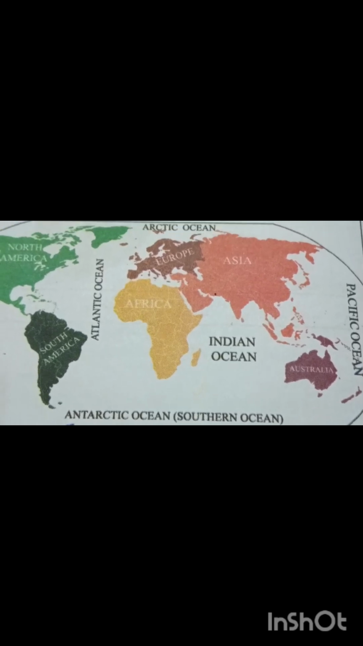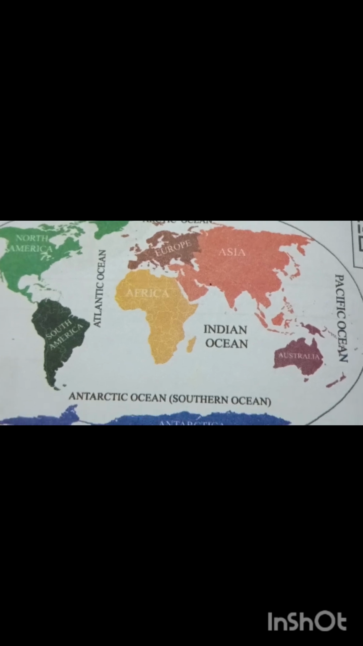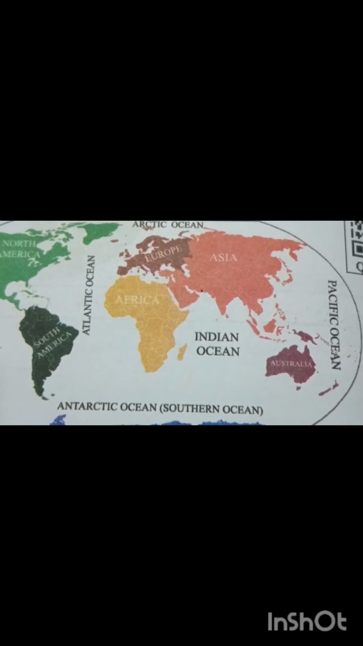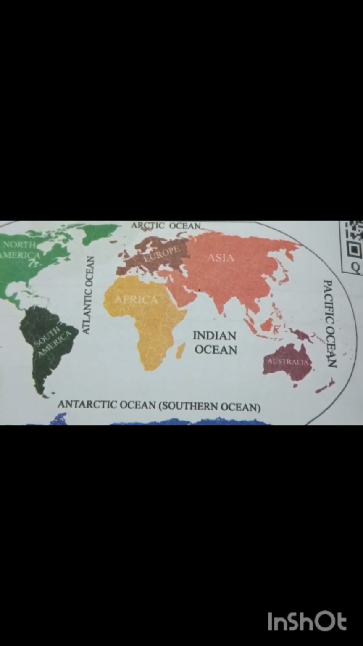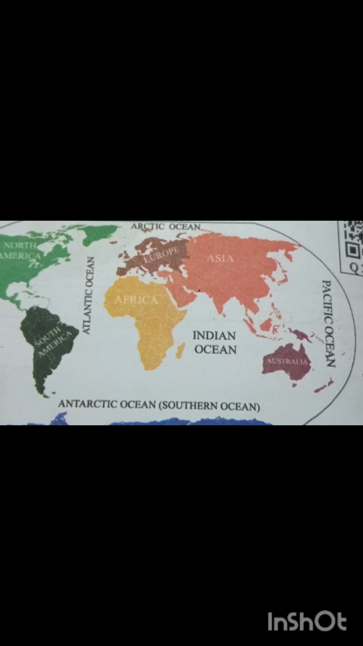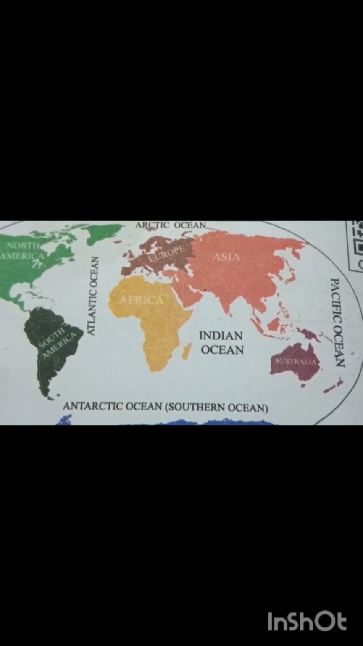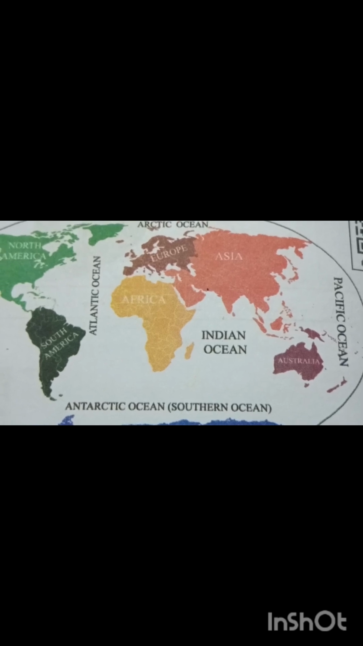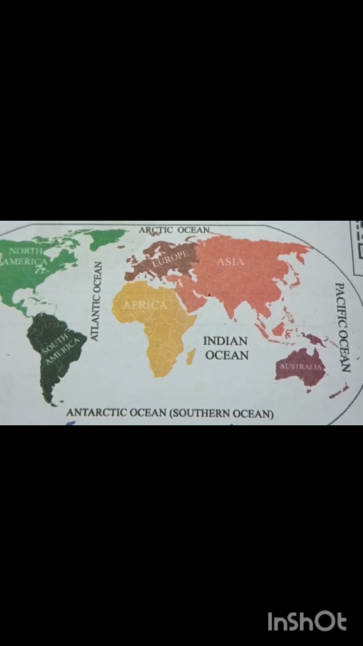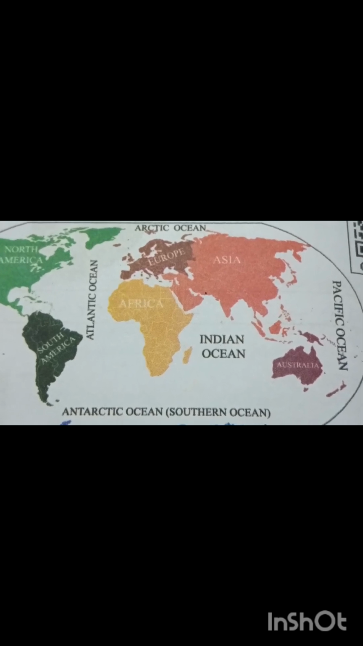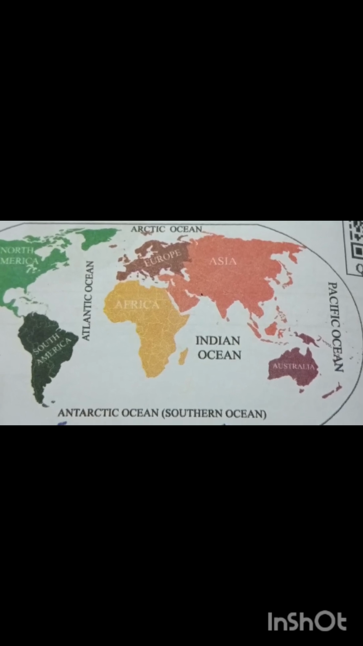In the same way, we have some important oceans also that we can see in this map. Pacific Ocean, the biggest ocean and our largest ocean on the earth. We can see it on the right side of the map. Indian Ocean, what we are seeing between Africa and Australia continents, is called Indian Ocean.